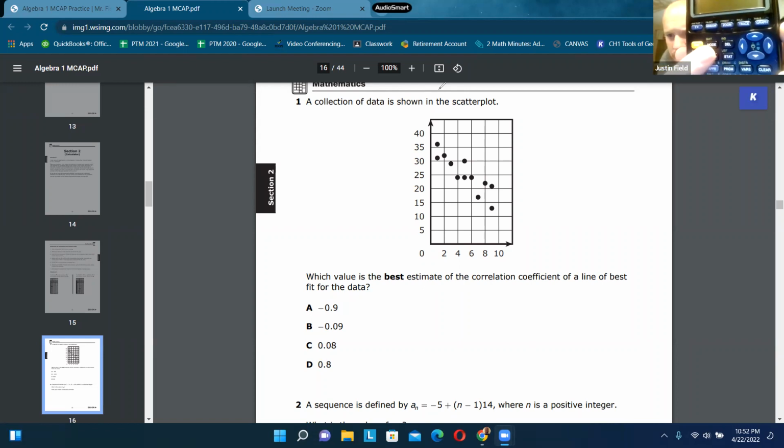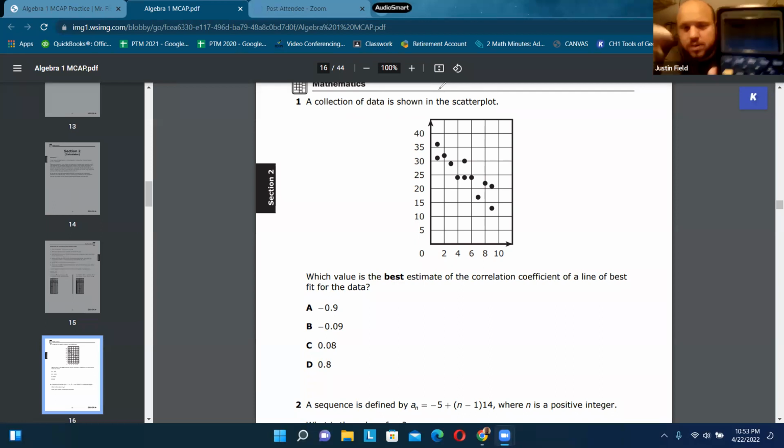And now I'm going to press the stat button. See the stat button right there? And now I'm going to press the enter button. Enter. And now that brings up this list. Okay, so in L1, I'm going to put my X values.